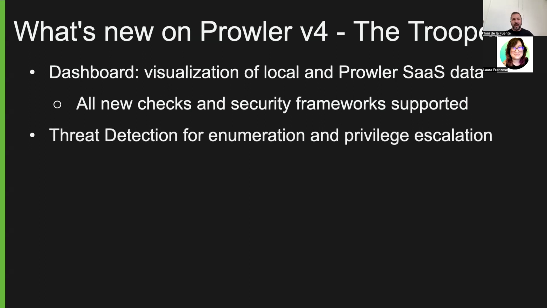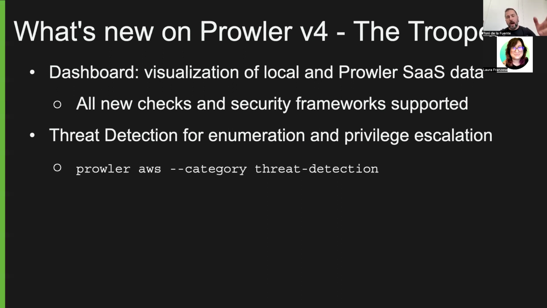We have also some checks for threat detection. So Prowler can now detect enumeration attacks and privilege escalation attacks based on some actions that it can detect on CloudTrail for AWS. I'll run this later, with prowler aws --category threat-detection. So far we have 2 checks for that, but we will create more checks.